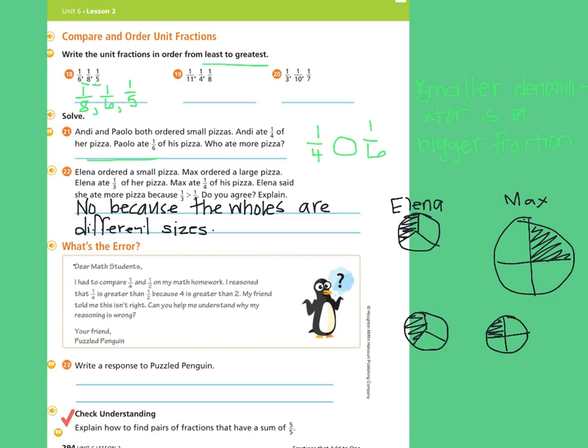All right, we're going to cross off the puzzled penguin part. And that's going to be the end of this lesson. So you're going to take a picture of each of your pages and post to Schoology. And then you're going to move on to homework.